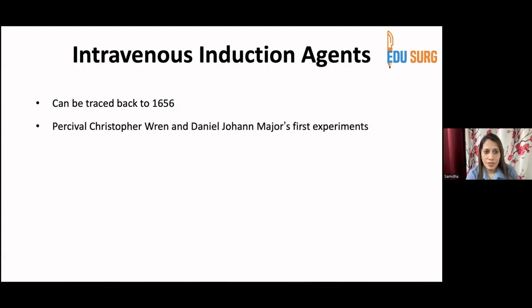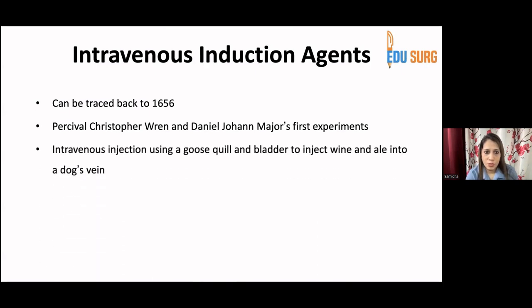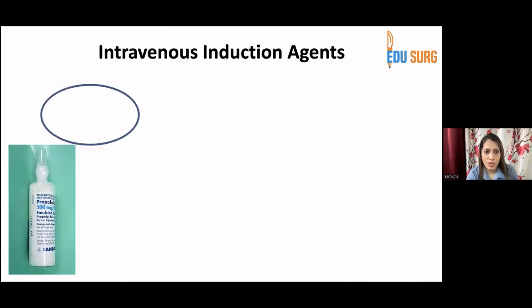So these drugs can be traced right back to 1656, Sir Christopher Wren and Daniel Major's first experiments. They injected IV using goose quill and bladder to inject wine and ale into the dog's vein. That is how it all began, a long time ago.